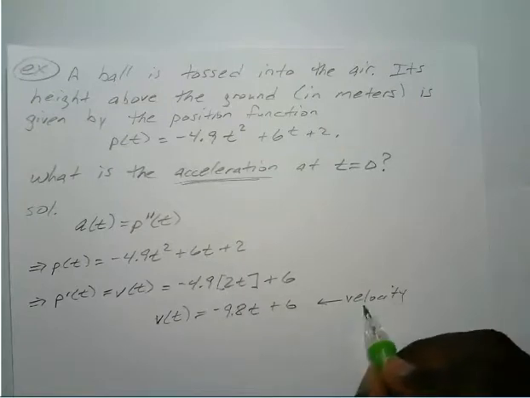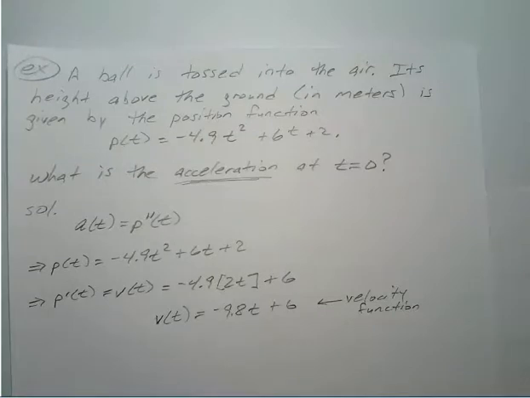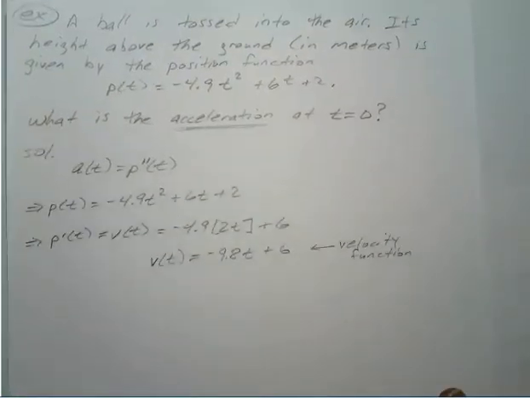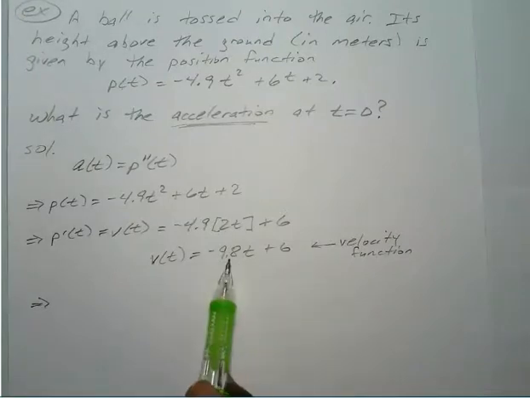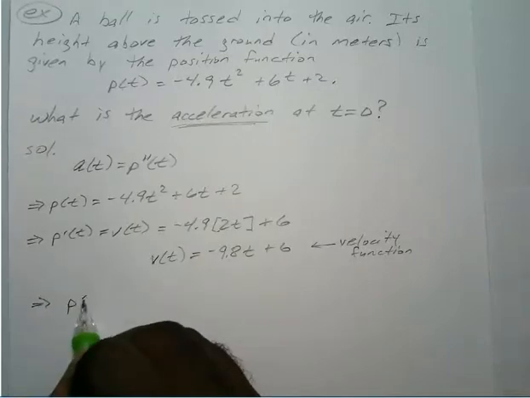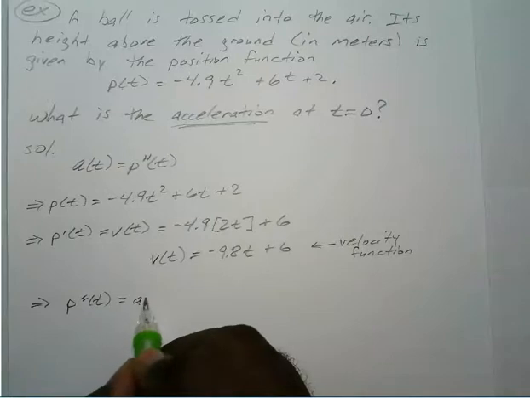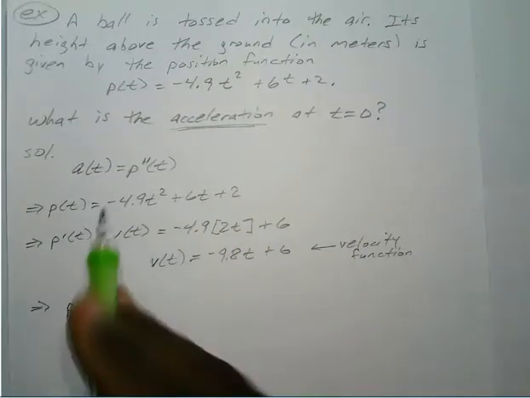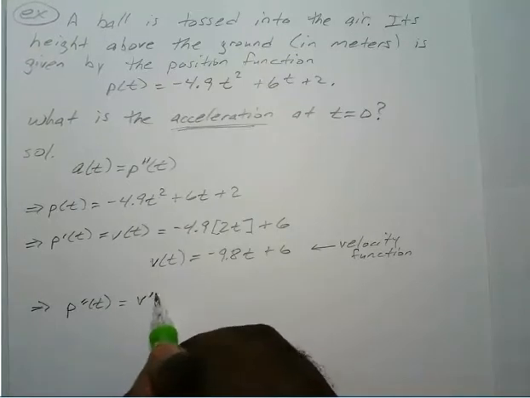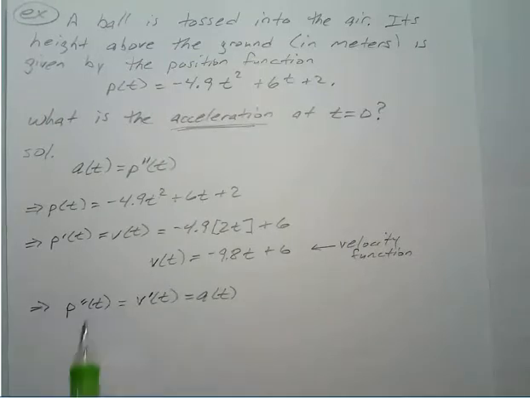That's our velocity function. But we're not looking for the velocity function, we're looking for the acceleration function. So we have to find the derivative of our velocity function. So it's the second derivative of your position function, or the first derivative of your velocity function. However way, they're all the same thing.